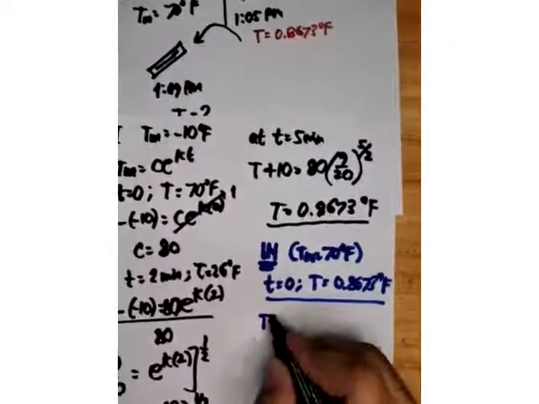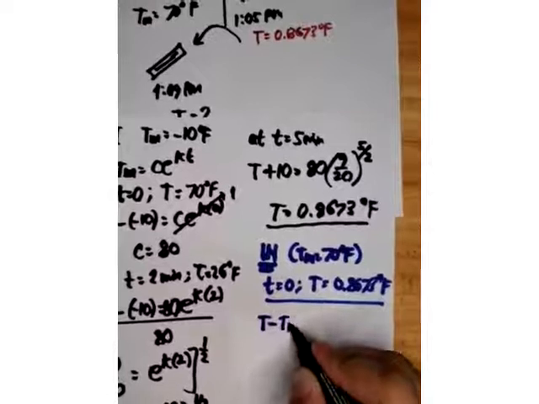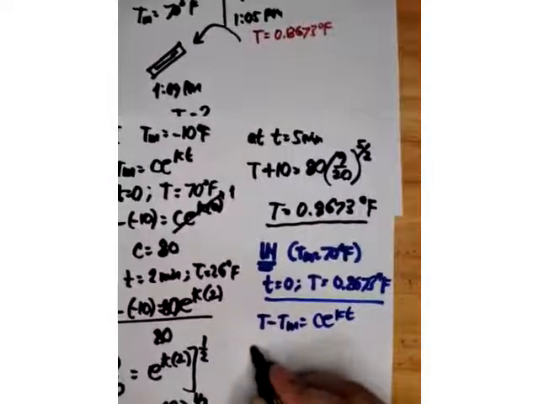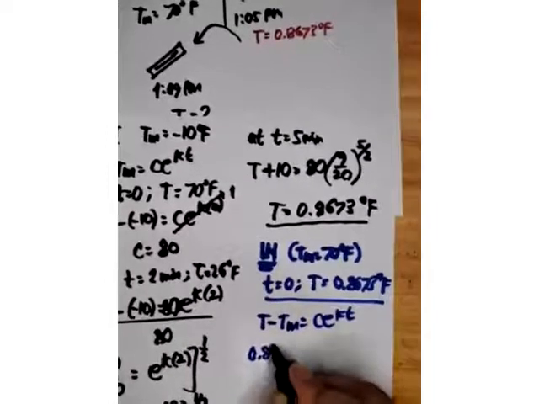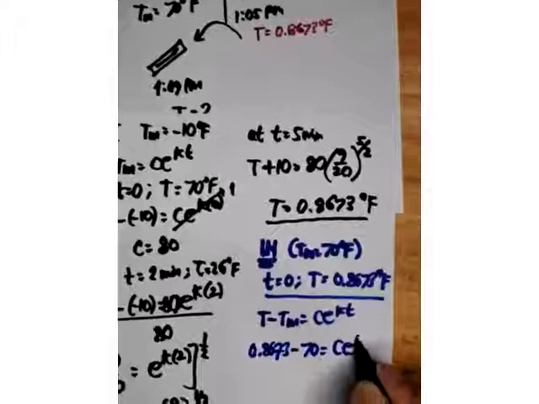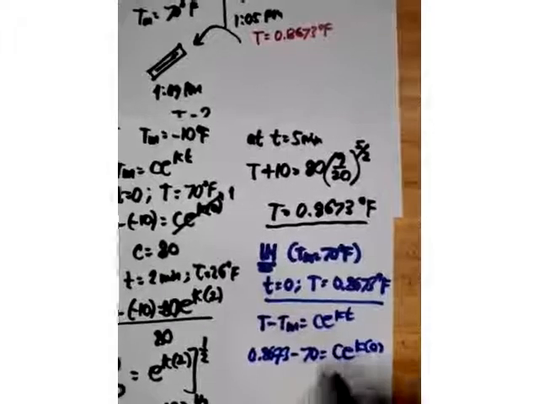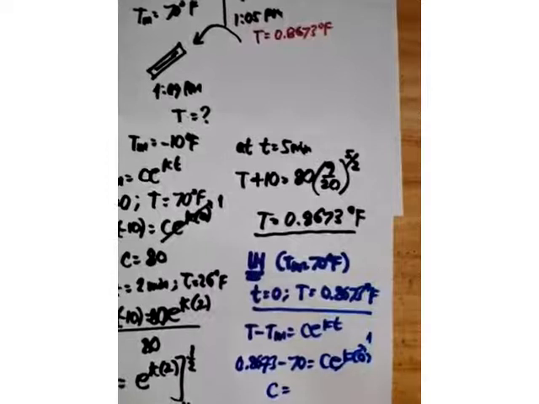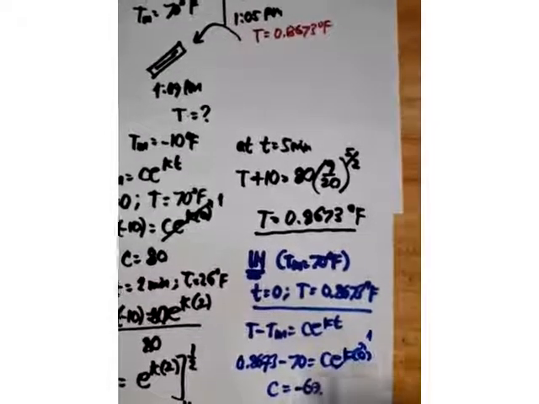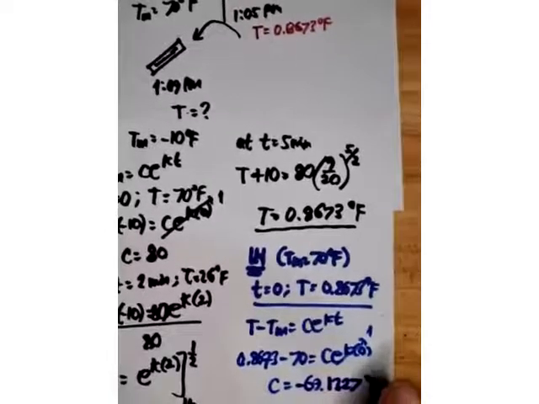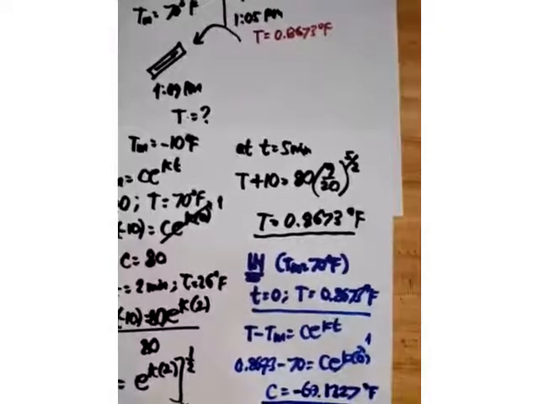So sa formula natin, T minus Tm is equal to Ce raised to Kt. So therefore, we'll have 0.8673 minus 70 is equal to Ce raised to K times 0. So this is 1. So therefore, C is negative 69.1327 degrees Fahrenheit. Ayan. Okay?